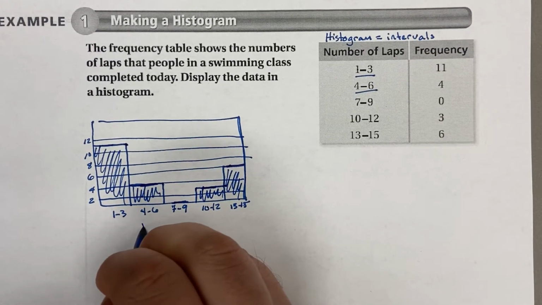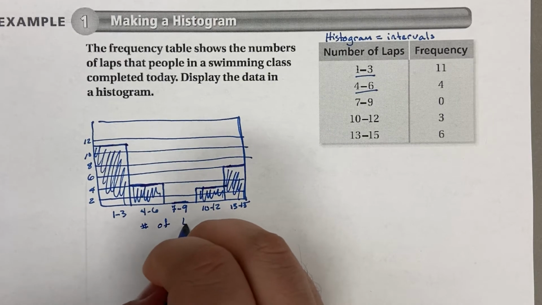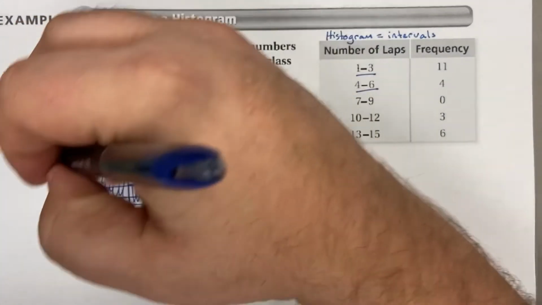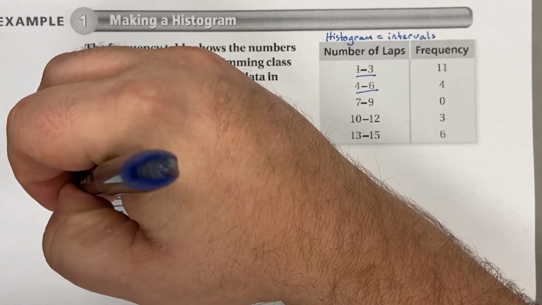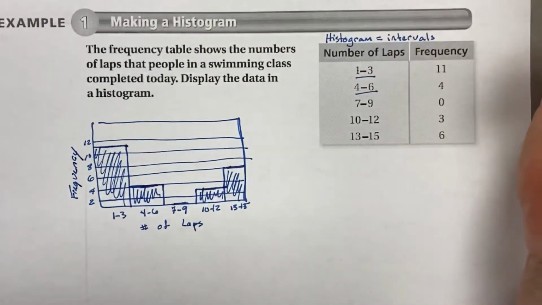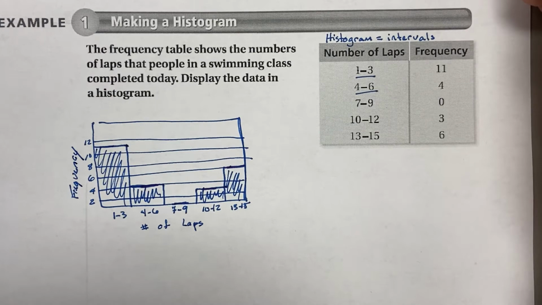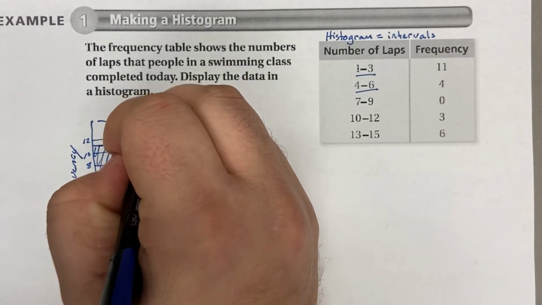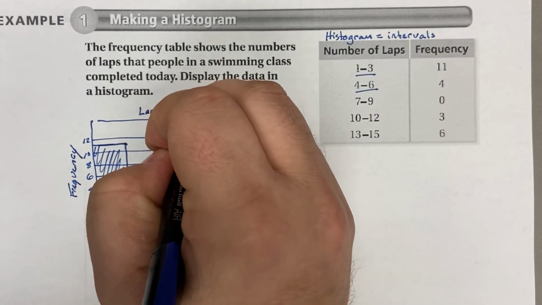So this is number of laps. This is the frequency, or how often it happened. How many times did it happen? And overall, this is the laps completed.